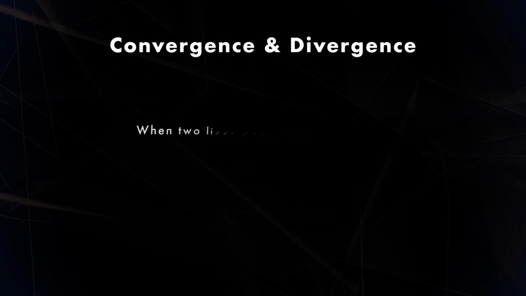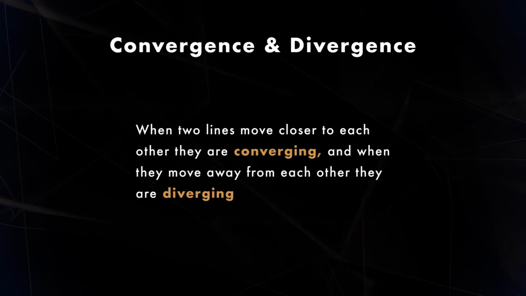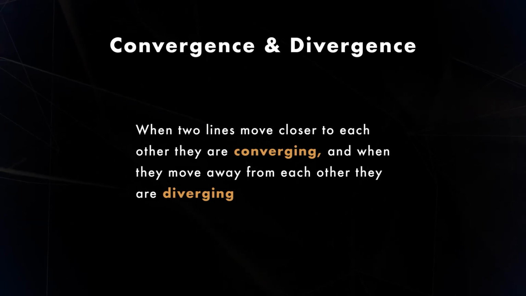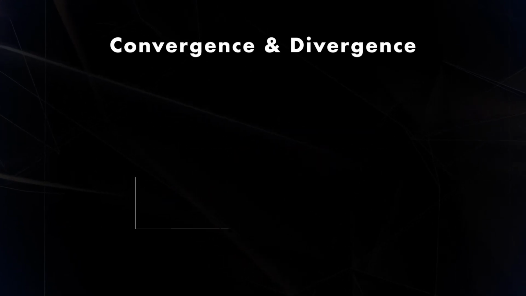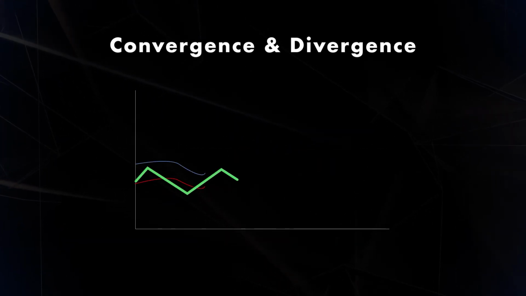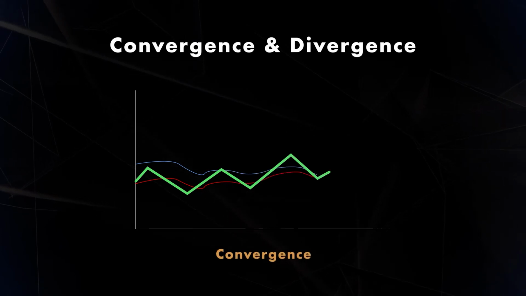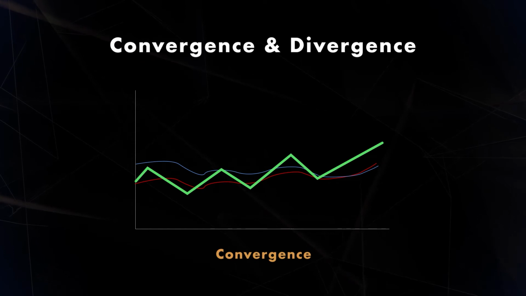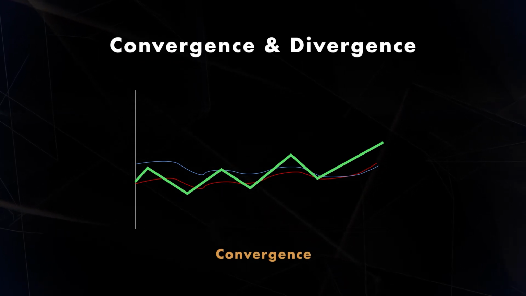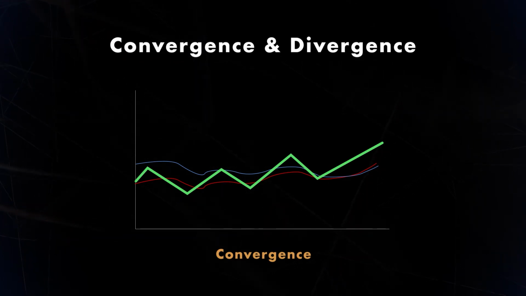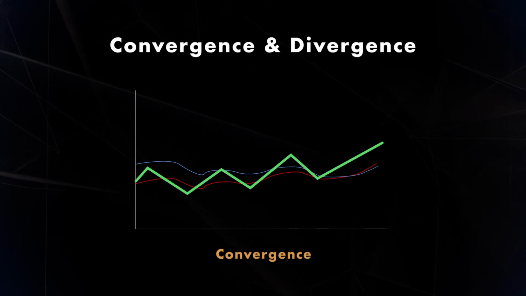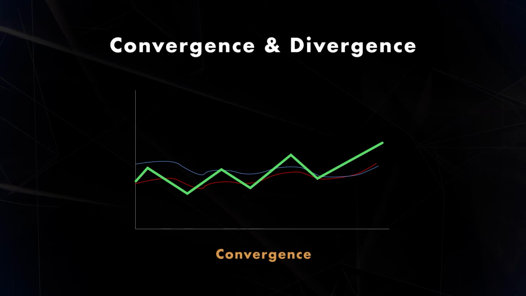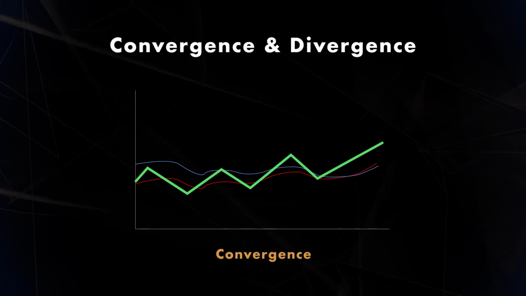Now, when two lines move closer to each other, they're converging. And when they're moving away from each other, they are diverging. When we display both the MACD and the price action on a chart, we want to make sure they are both showing us the same information. So if price is making higher highs and higher lows, we also want to see the MACD making higher highs and higher lows. This is called convergence, and it is an indication that price will continue to move higher.